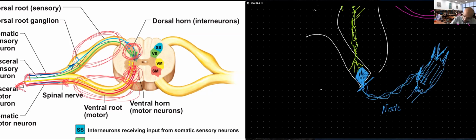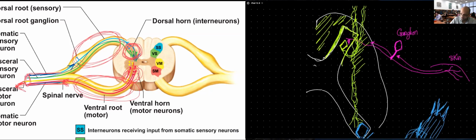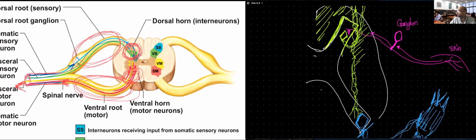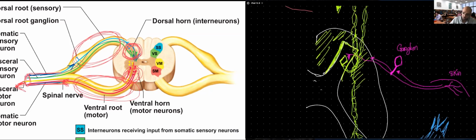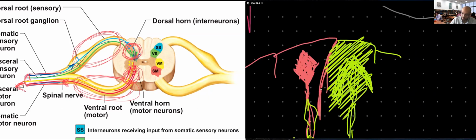So the cell body of the nerve that is conducting the motor signals to the muscle is located in the ventral horn of the gray matter of the spinal cord. But the cell body of the sensory cell that will be receiving the signal from the skin to the spinal cord is located outside as a ganglion. But it needs to be connected to another cell body of another nerve cell in the dorsal horn of the gray matter, whose axon is going to be conducting the signal up to my brain.